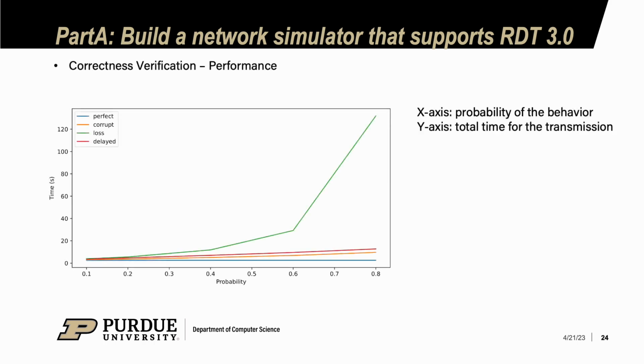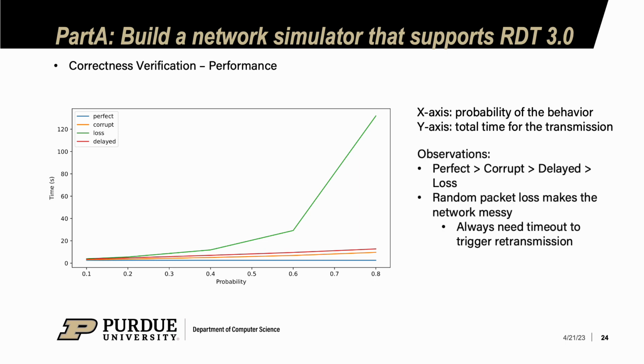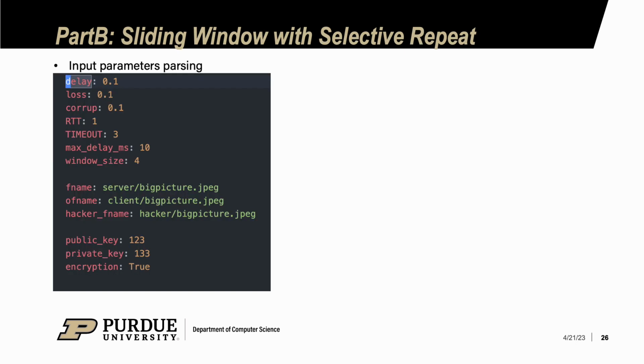We conducted performance profiling to evaluate the impact of different unreliable behaviors on file transmission. The x-axis represents the probability of each behavior, and the y-axis shows the total transmission time. Our results show that packet loss significantly slows down the transmission compared to packet delay and corruption. One possible explanation for this result is that the sender needs to continuously retransmit the packet until timeout in case of packet loss. In Part B, we implement sliding window with selective repeat to improve the utilization.